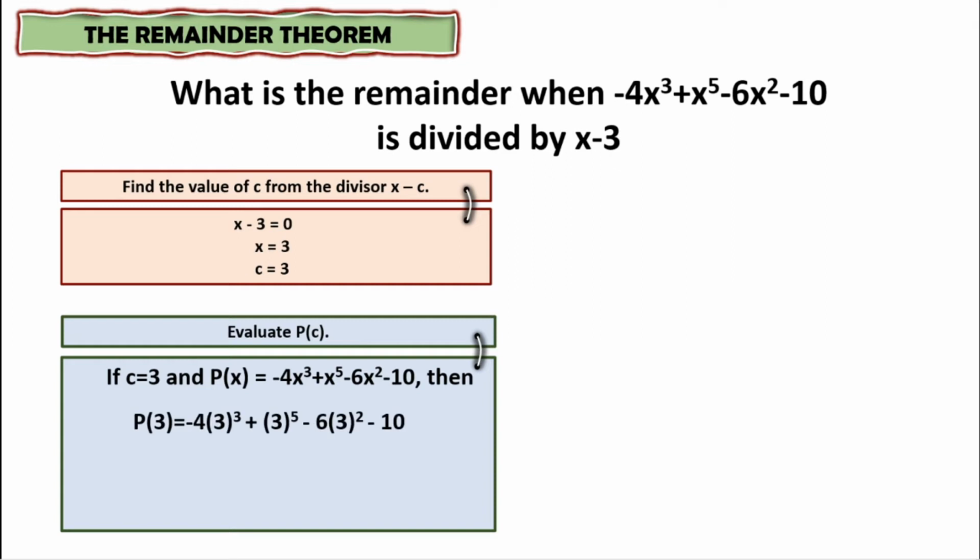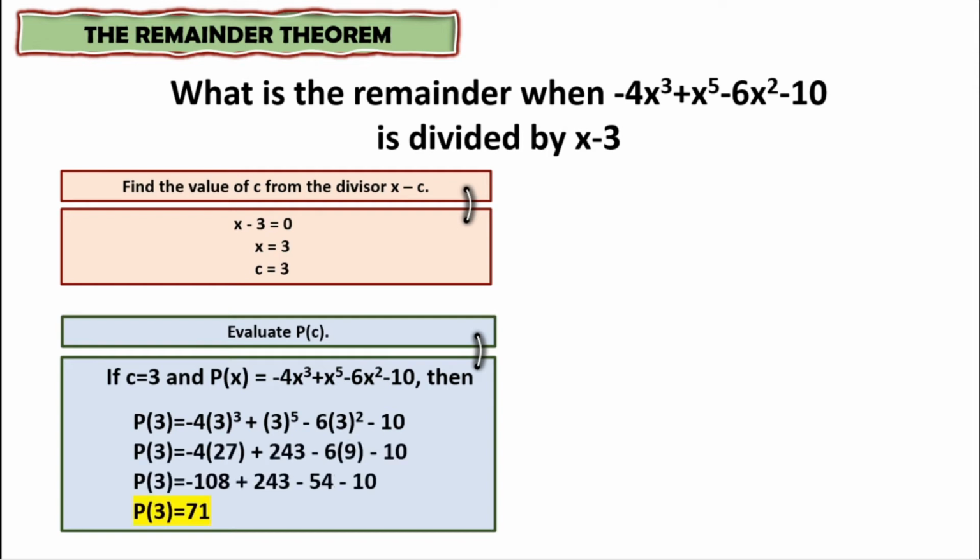If c is equal to 3, then p of c or p of 3 is equal to negative 4 times 3 raised to 3 plus 3 raised to 5 minus 6 multiplied to 3 squared minus 10. Always remember to follow the PEMDAS rule in performing the operations. Thus, p of 3 is equal to negative 108 plus 243 minus 54 minus 10. And simplifying that further, we can have p of 3 is equal to 71, or the remainder when we divide the given polynomial by x minus 3 is 71.